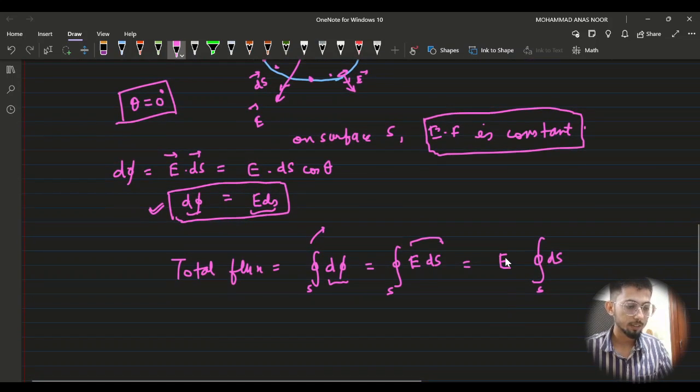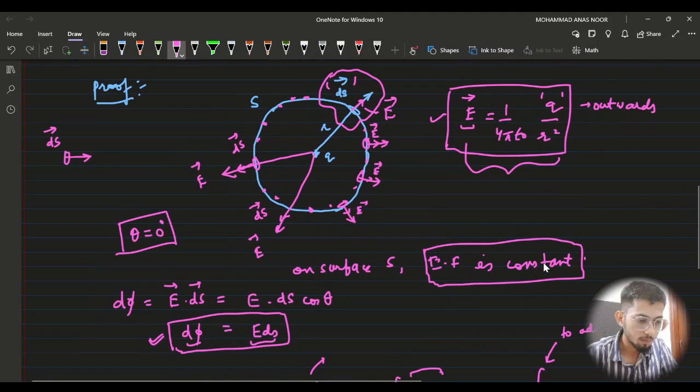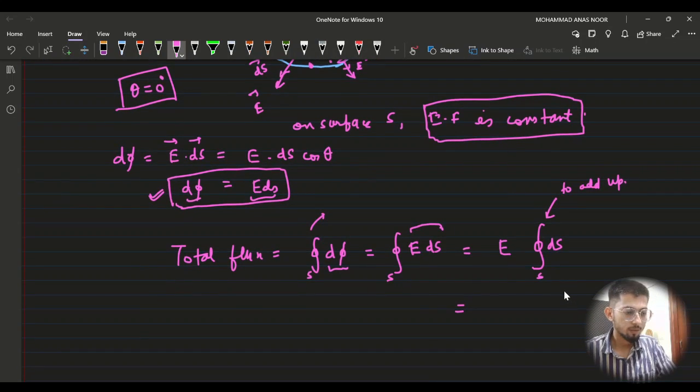And you know what? There is some interesting point to make here. When you add all of these small ds, because integration means to add up, to add up continuous things, when you add each one of these small ds, whenever you do this, you get the area of that surface.